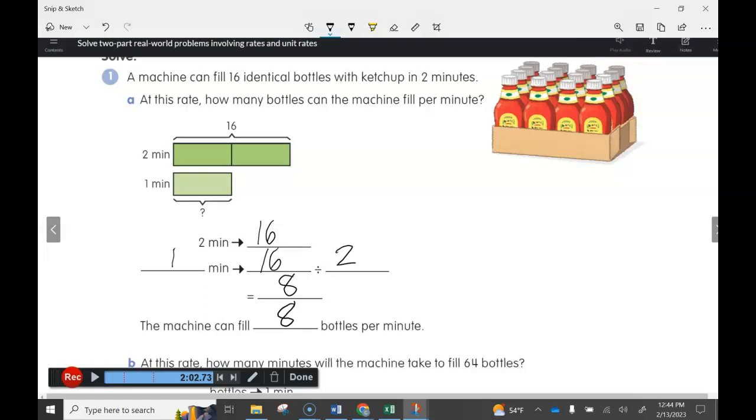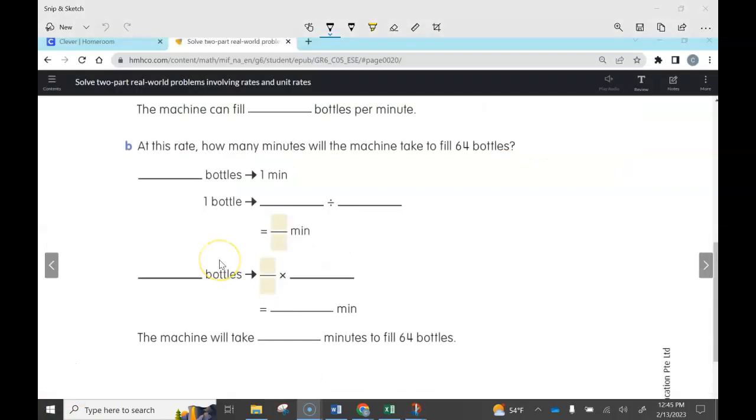Why do we divide by 2? Because we have to get that 2 minutes down to a 1. Or we can think about what would be half of 16, since 1 is half of 2. That's another way of getting the 8 bottles per minute. So understanding that the machine can fill 8 bottles per minute, we can figure out, at this rate, how many minutes the machine will take to fill 64 bottles.